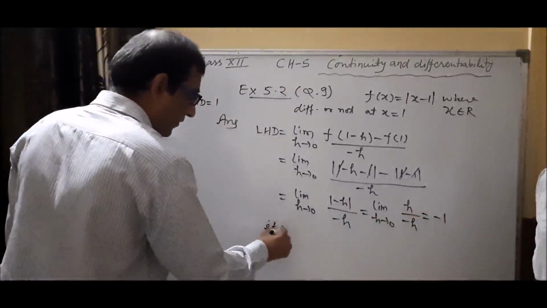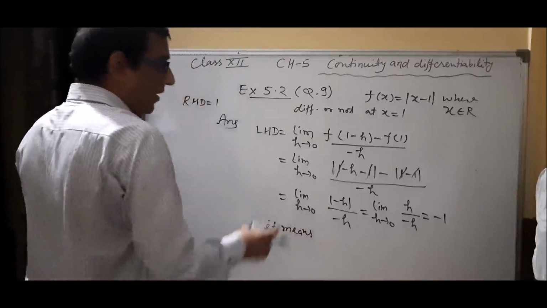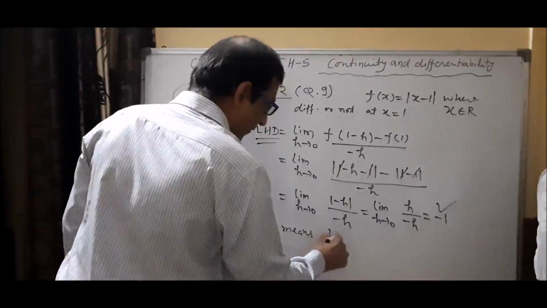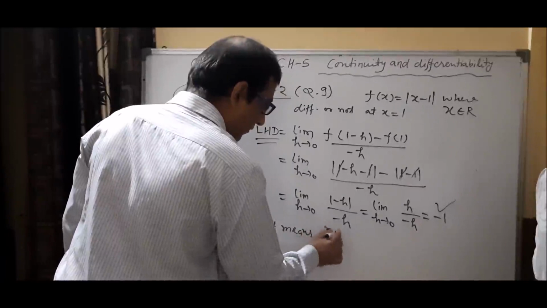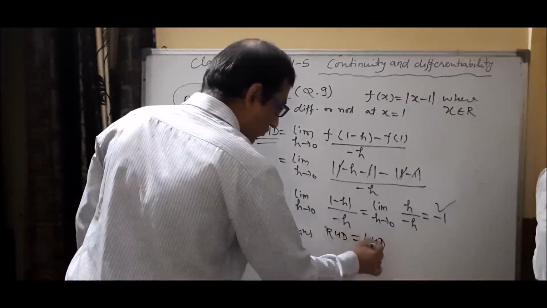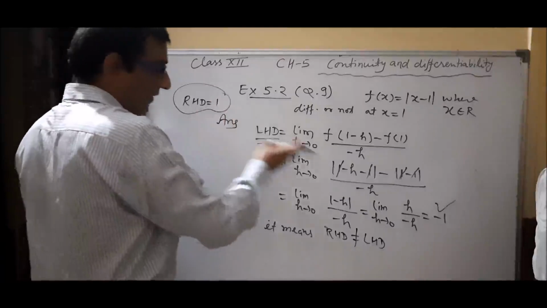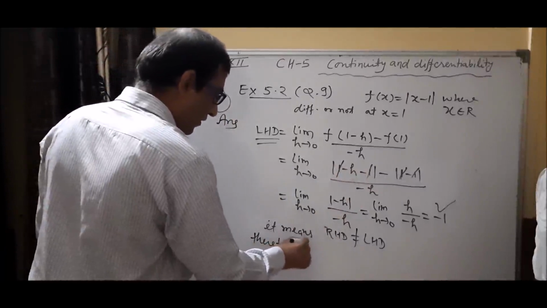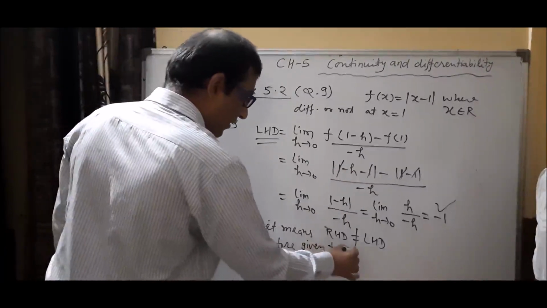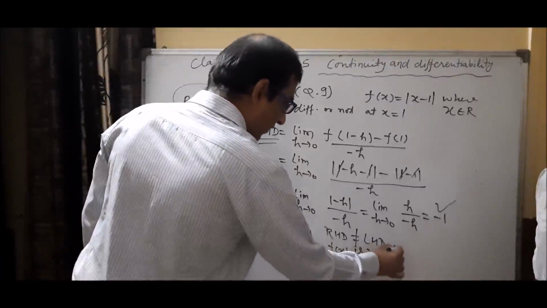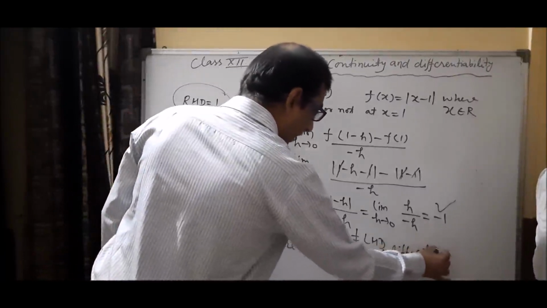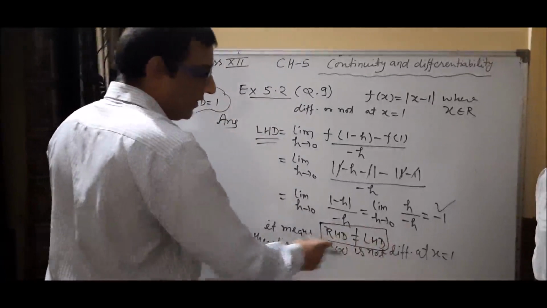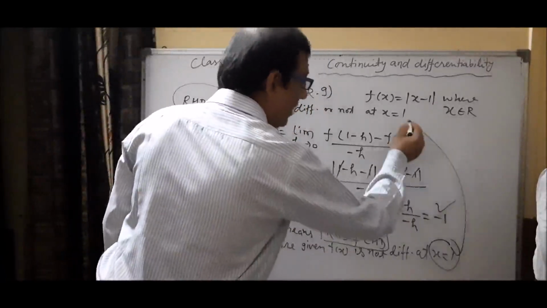So it means we can say the value of right hand derivative is 1 and the value of left hand derivative is minus 1. It means right hand derivative is not equal to left hand derivative. This is 1 and that is minus 1, both are not equal. Therefore the given function is not differentiable at x equals 1. If both are equal, then we can say it is differentiable, otherwise it is not differentiable at a given point.